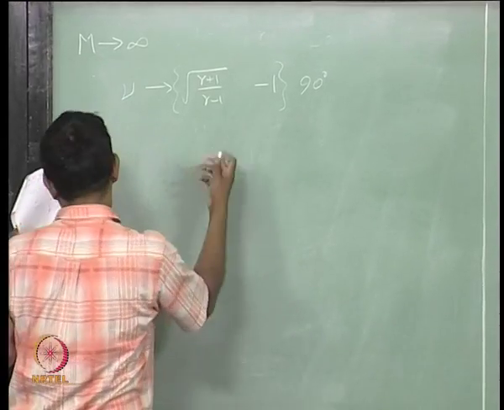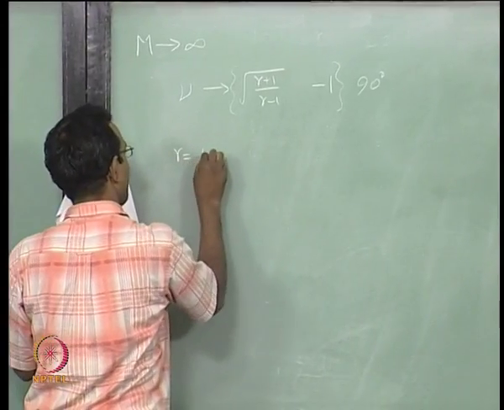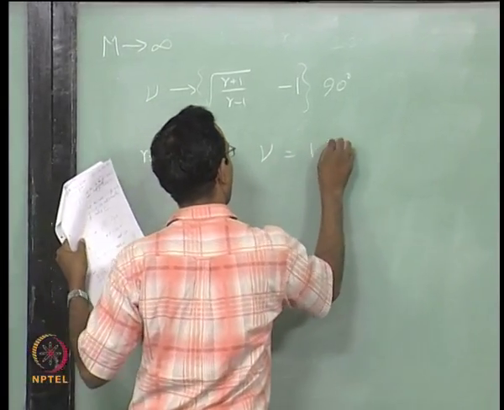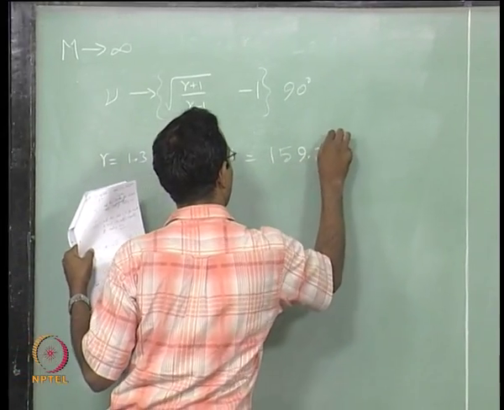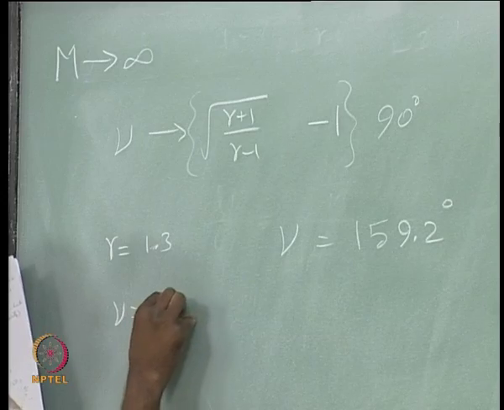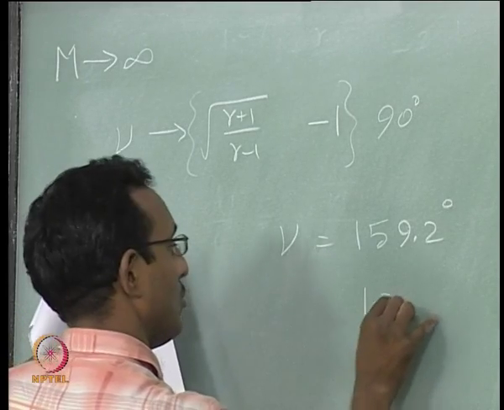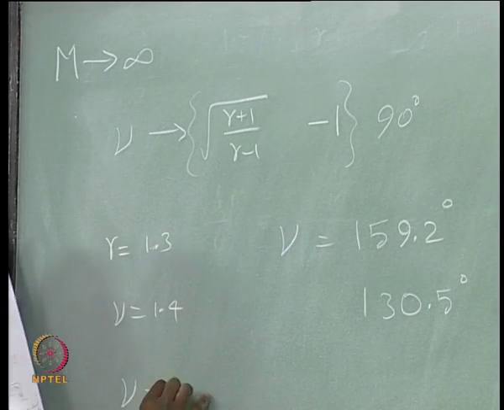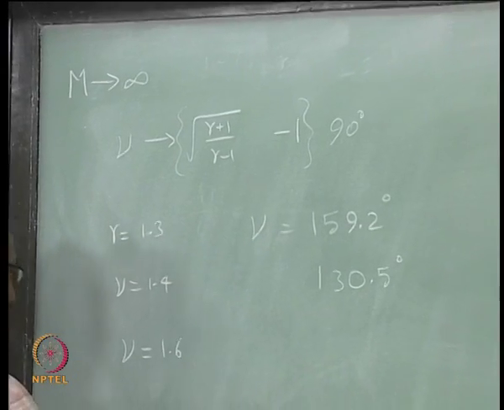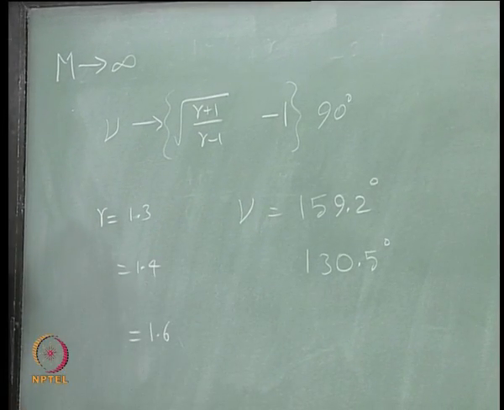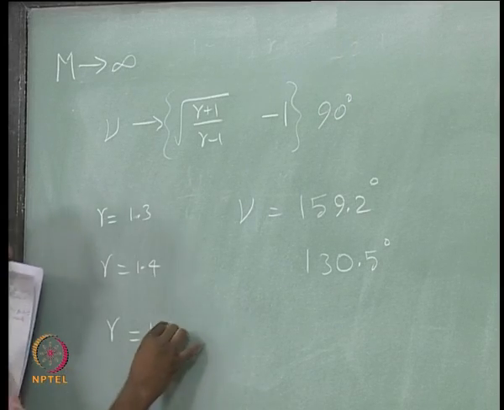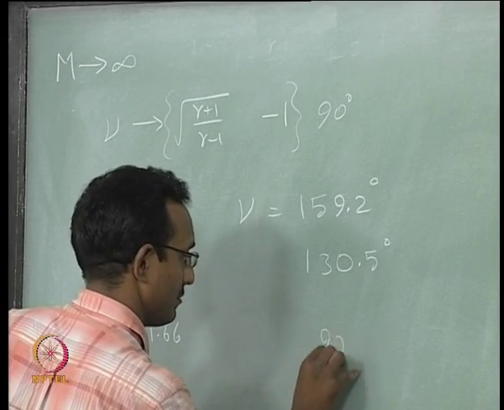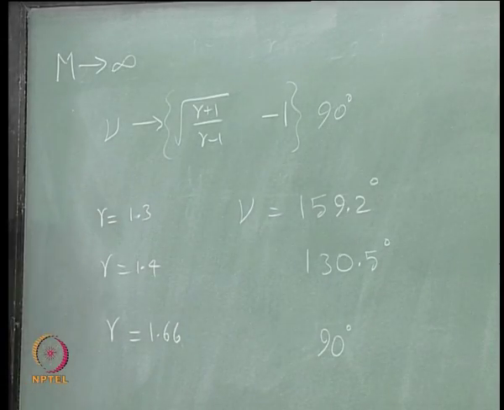Now let us look at this number for 3 different cases. Gamma equal to 1.3, this number is 159.2 degrees. Gamma equal to 1.4, this number is 130.5 degrees. Gamma equal to 1.67, oh sorry, I put ν here, it should be gamma here. This is gamma. 1.66, this value is 90 degrees. This is what we are having.